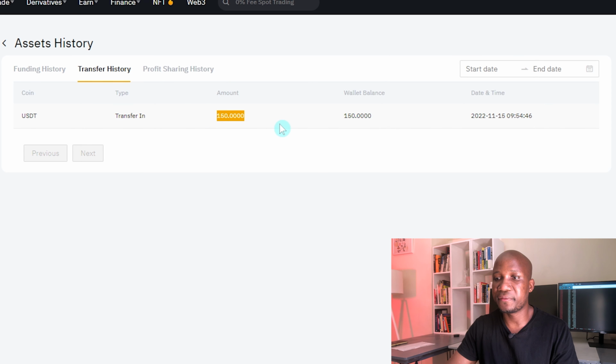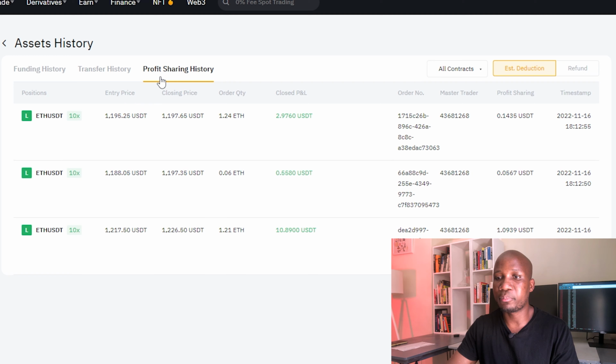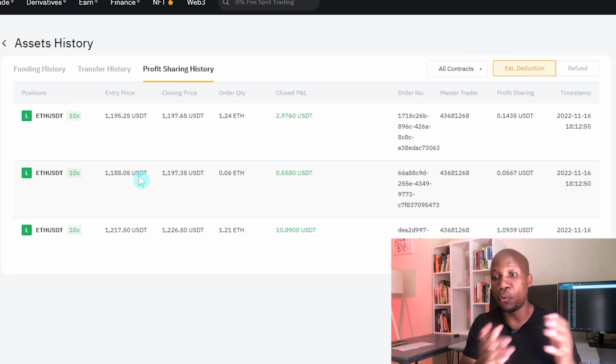This is the 150 that we started with, and if we look at profit sharing, we can actually see the trades that he actually took. And the nice thing here is because we know how to trade, we can actually go back to the chart and see exactly what he was doing.